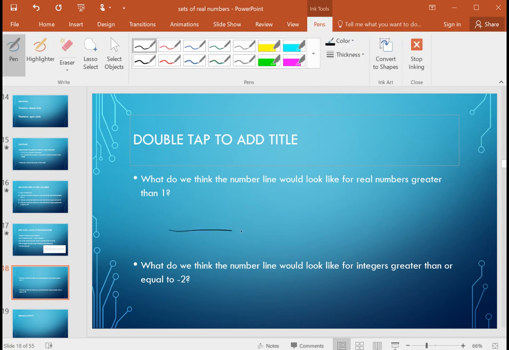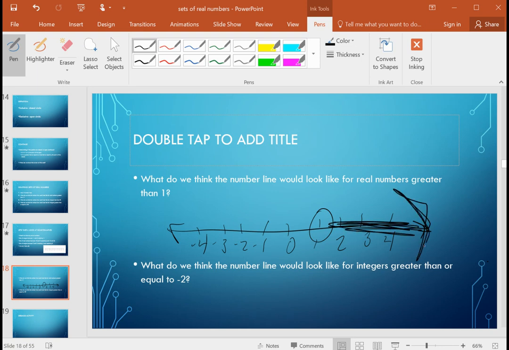So these are the steps. You draw a number line. As you can tell, my number line's not as pretty. 1, 2, 3, 4, -1, -2, -3, -4. All that matters is you get the numbers that we're asking for within this. So it says, real numbers greater than 1. I showed you on the last slide that greater than means an open circle on 1. Real numbers means we shade. And when we have greater than, we put a nice big arrow on it.